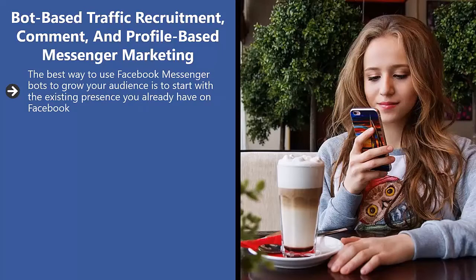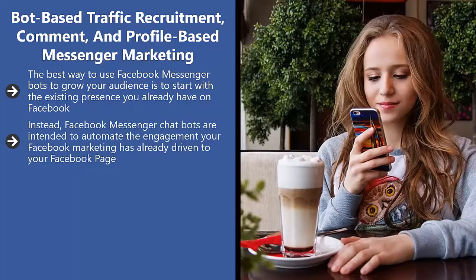Facebook Messenger bot is not going to be the tool that is going to drive visitors from the rest of Facebook to your particular page. It doesn't work that way. Well, at least the responsible use of Facebook Messenger bot doesn't work that way. Instead, Facebook Messenger chatbots are intended to automate the engagement your Facebook marketing has already driven to your Facebook page. In other words, it is an inbound tool. It is not an outbound spam software that you use to pull traffic from other places on Facebook.